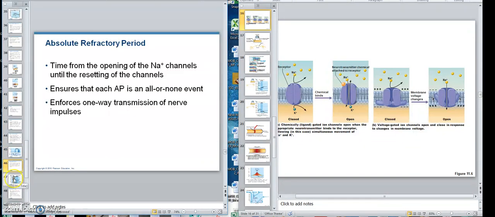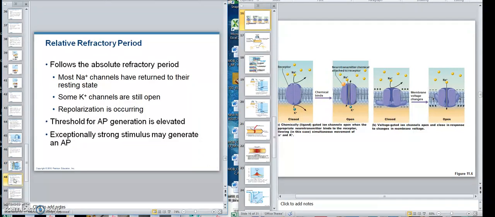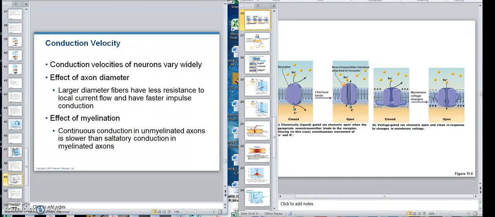Okay, we know about absolute refractory. That's in the electrophysiology, relative refractory. Conduction velocity is there too, but I'm going to bring that up here. Some neurons are faster than others. Now let me explain that to you.